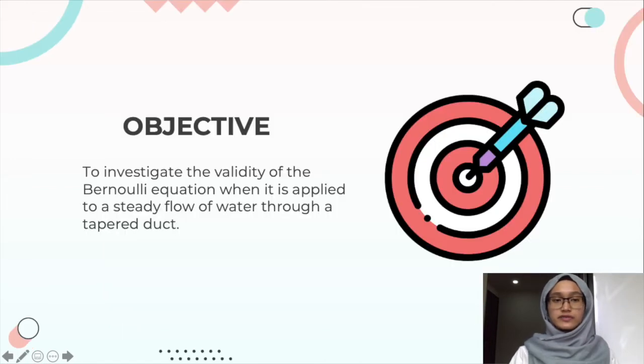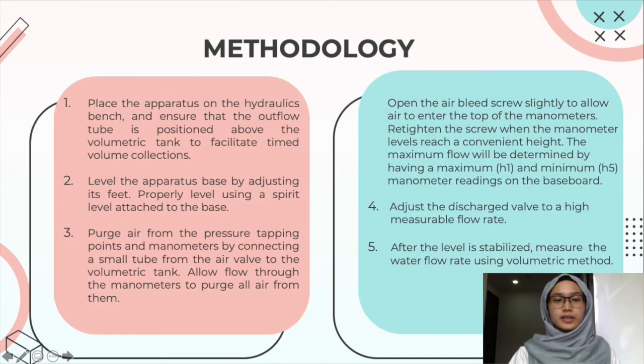The objective is to investigate the validity of the Bernoulli equation when it is applied to a steady flow of water through a tapered duct. The first step is to place the apparatus on the hydraulics bench. Then position the outflow tube above the volumetric tank. Then level the apparatus base by adjustment of its feet and using a spirit level.